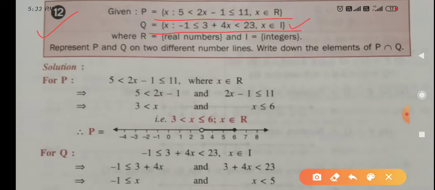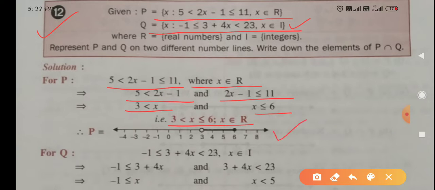Now you see, first you solve the first inequation for P: 5 is less than 2x minus 1 is less than or equal to 11, where x belongs to real numbers. This is the combination of two inequations: 5 is less than 2x minus 1, and 2x minus 1 is less than or equal to 11. After solving, 3 is less than x and x is less than or equal to 6. Combine them: 3 is less than x is less than or equal to 6, x belongs to real numbers.